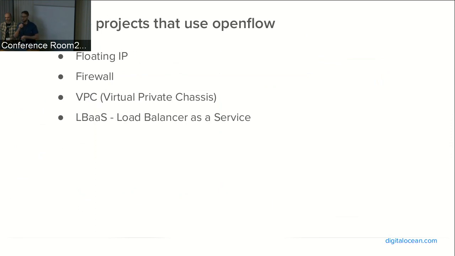So we have floating IP. It's a public IP address that you can dynamically assign to a droplet.